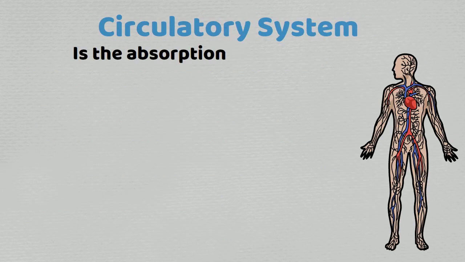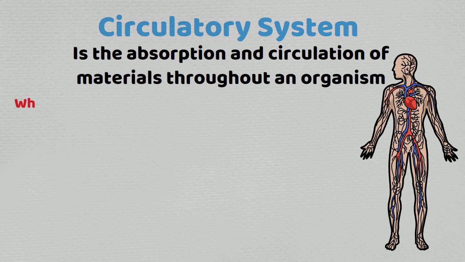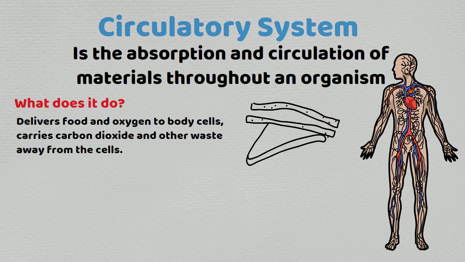Let's start with what is the circulatory system. The circulatory system is the absorption and circulation of materials throughout an organism. It is responsible for the delivery of food and oxygen to the body's cells and carries the carbon dioxide and other waste away from the cells.